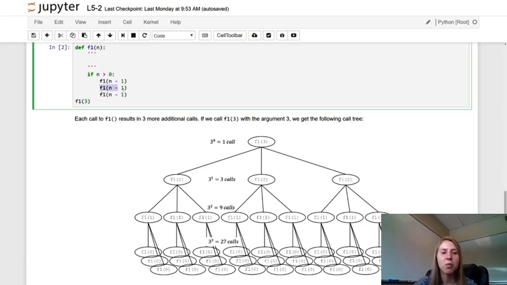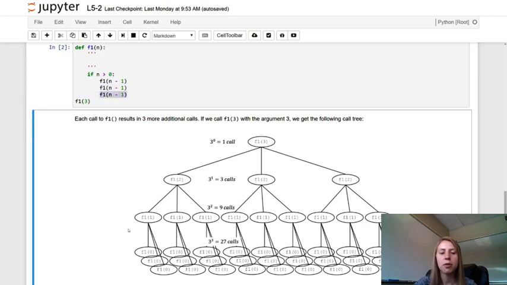So now we call f1 again with 0. We stop recursing, we come back. We call f1 again with 0, we stop recursing, we come back. Now we are finished executing the body of n greater than 0 when n is 1. So we pop off the call stack and we're back up to the call where n is 2.